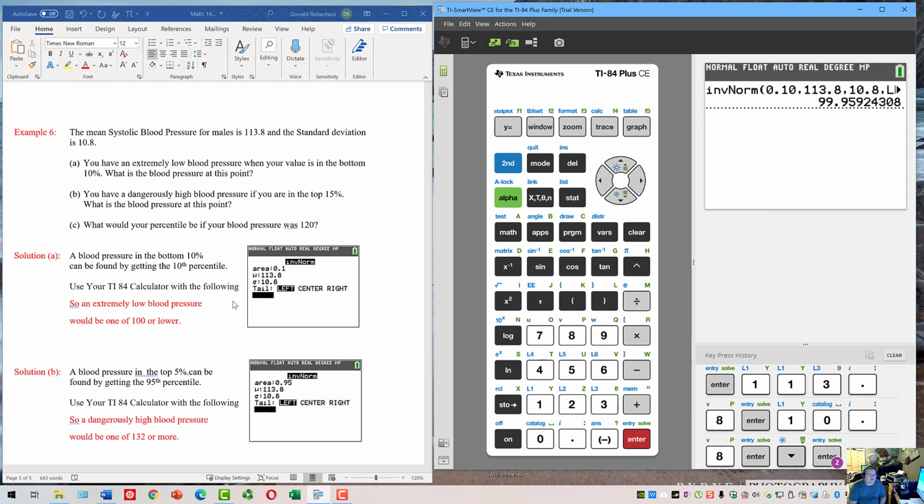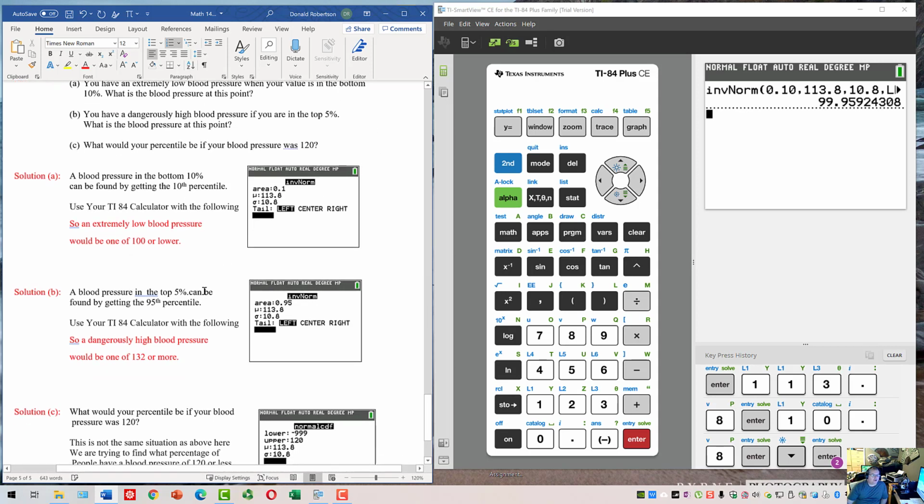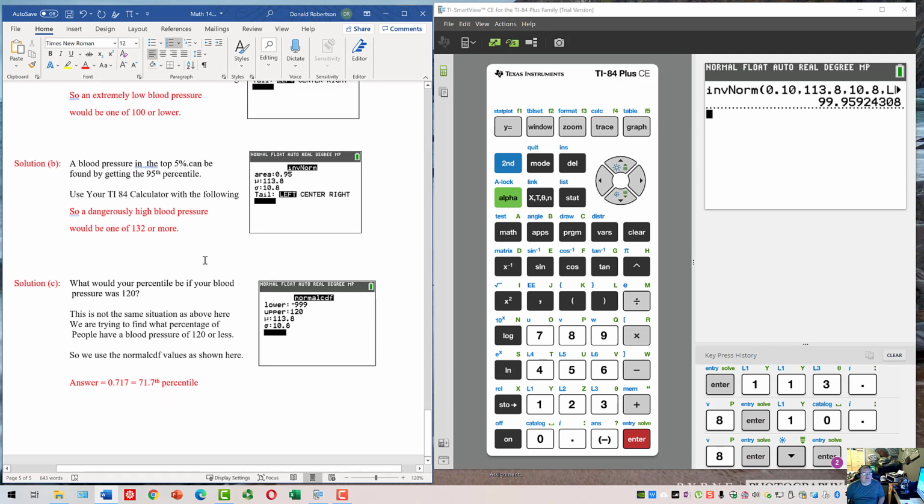So if you have a systolic blood pressure of 100 or lower, then you're considered in this example to have extremely low blood pressure. What about the other extreme? Well, let's suppose you're considered to be extremely high blood pressure if you're in the top 5%. So what would you need to have as a blood pressure to be in that place? To be in the top 5%, it's the same thing as the 95th percentile. If you're in the top 5%, 95% of the people are lower than you.